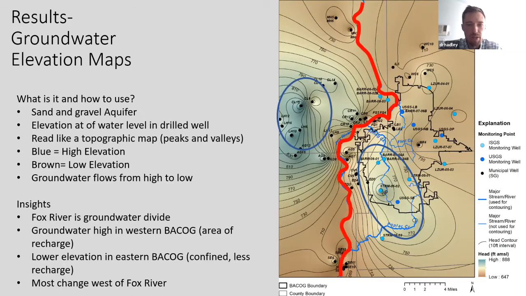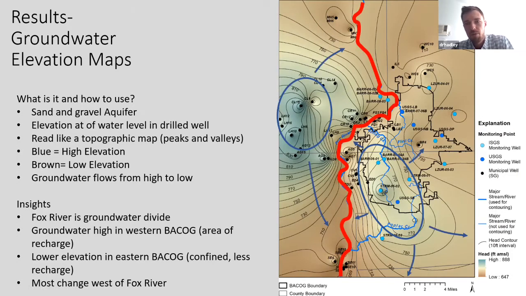And then in red is basically the area of discharge. So all groundwater in the region, or not all, but a lot of the groundwater in the region is eventually flowing to the Fox River. And also to note that as you get towards the eastern half of BACOG, the water levels start to decline in elevation, and that's roughly correspondent to where the aquifer is confined.